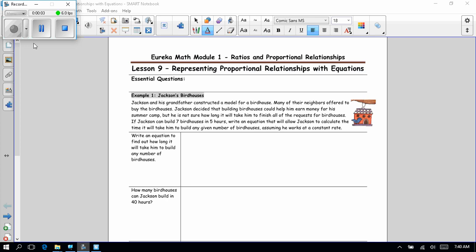It's Mrs. Hookstra working on Module 1, Lesson 9 on page 33, representing proportional relationships with equations.